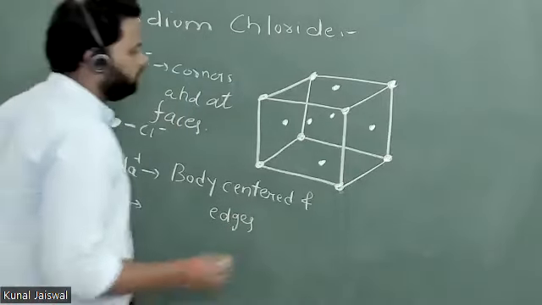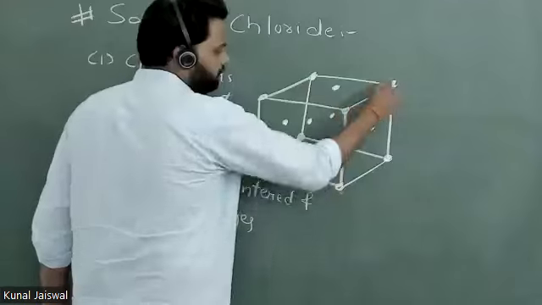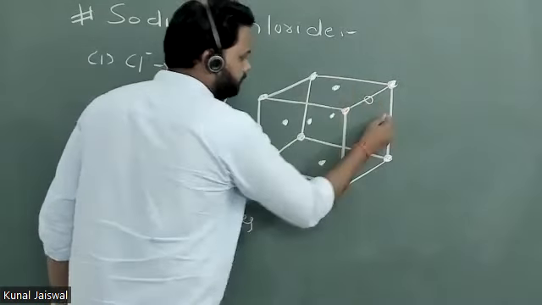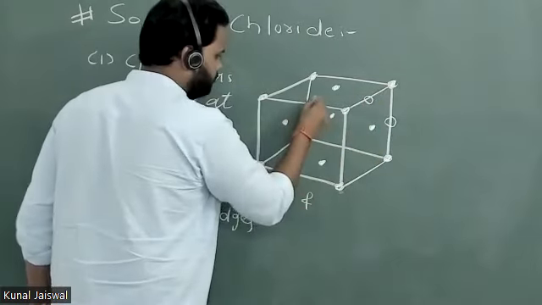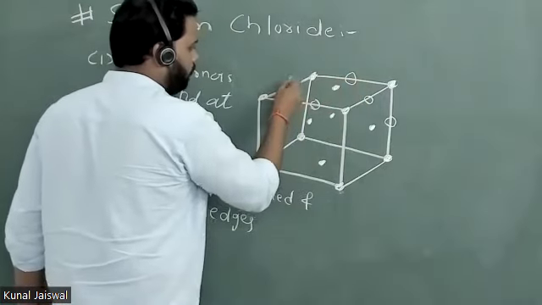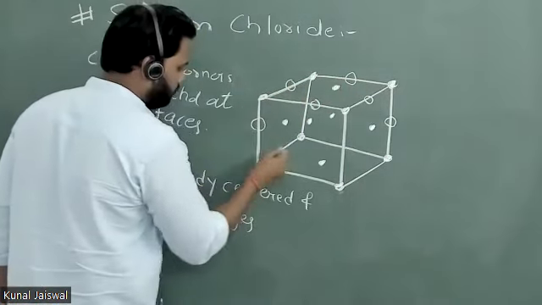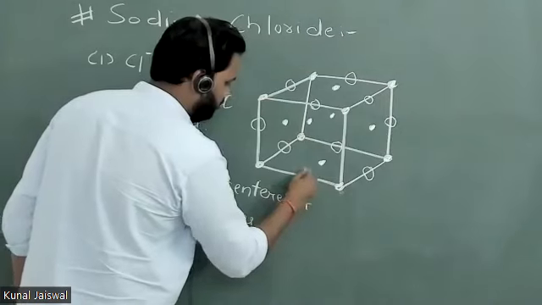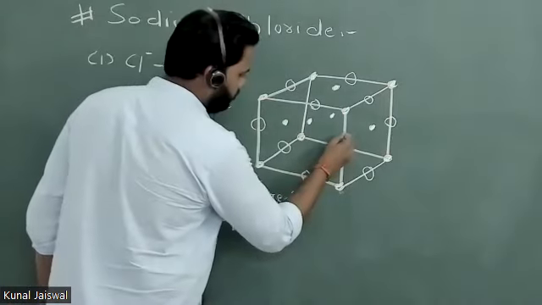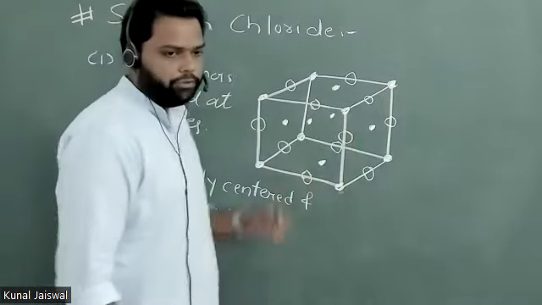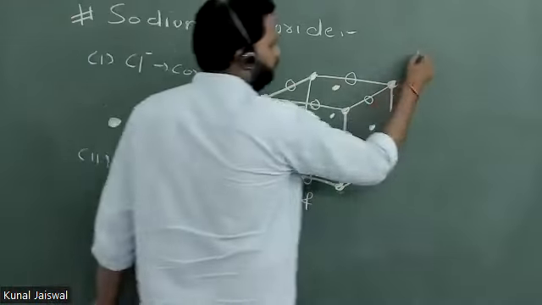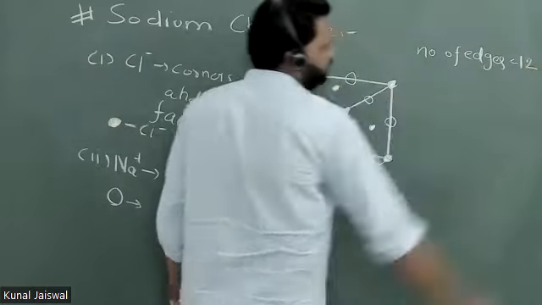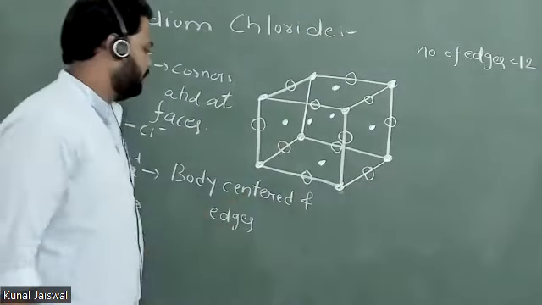Edges and body center. What is the edges? Edges means this point. Ye edge hai na? Ye edge hai? Iske midpoint pe. Like this here. Here. Here. At all the edges. Okay. Kuch chhut gaya? Ye chhut gaya. How many edges are there in a cube? 12 edges. Number of edges is 12.